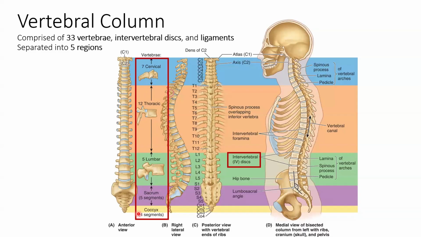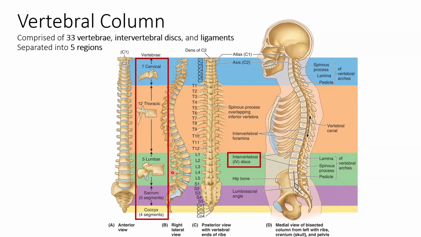Again, 33 vertebrae, 7 of those come from the cervical region, 12 are in the thoracic region, and 5 are in the lumbar region. And then the sacrum and coccyx are segments that are ultimately fused. The sacrum is made up of 5 fused segments, and the coccygeal segment or coccyx is 4 fused segments. Typically, people remember you have breakfast at 7, lunch at 12, and dinner at 5, to remember the number of vertebrae in each of those cervical, thoracic, and lumbar regions.